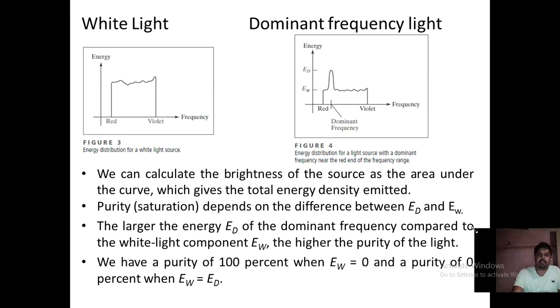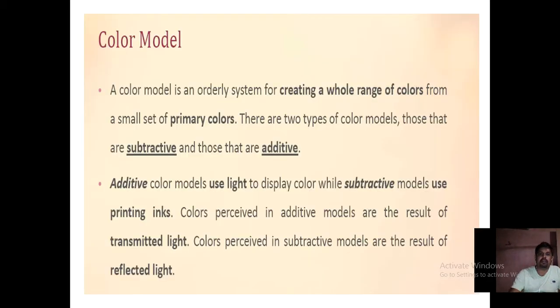This is regarding the properties of color, properties of light. Next, now we'll move to the color model. What is a color model? A color model is an orderly system for creating a whole range of colors from a small set of primary colors. There is some system in computer science that is called a color model, right? By using some primary colors we are creating the whole range of visible colors which our naked eye can see, right?